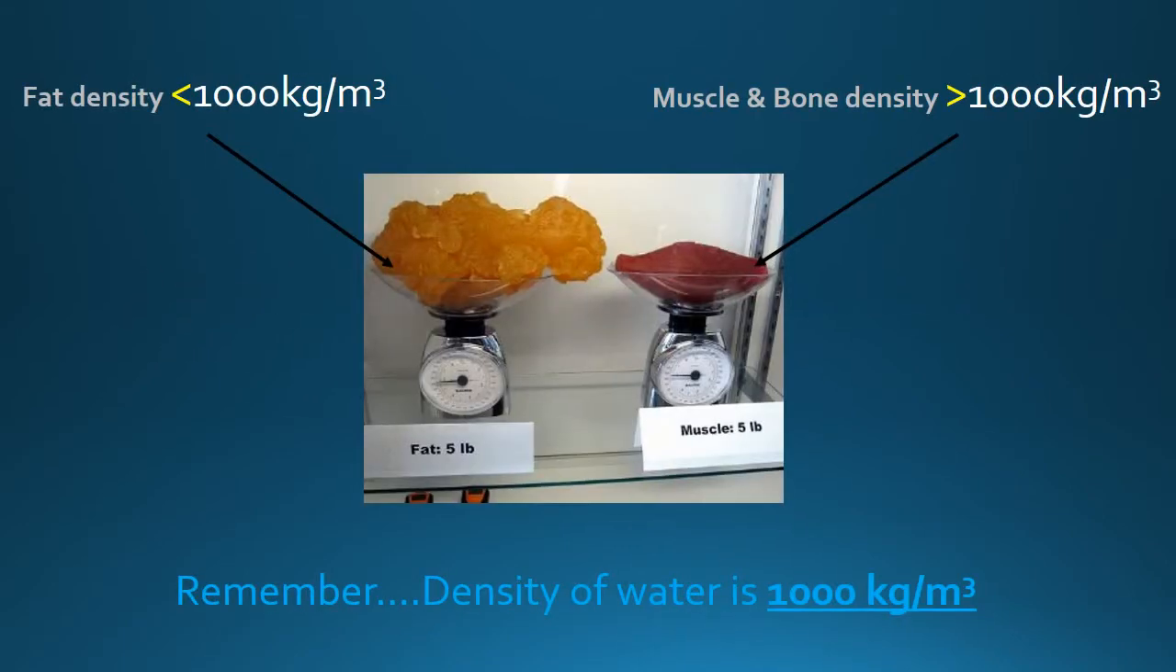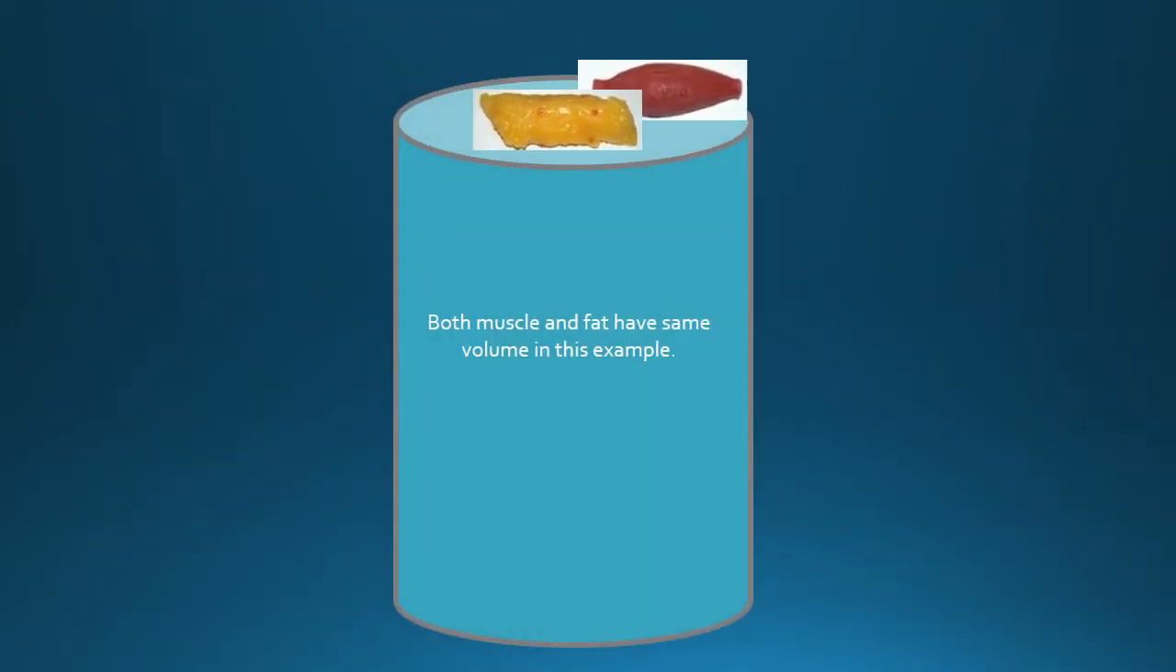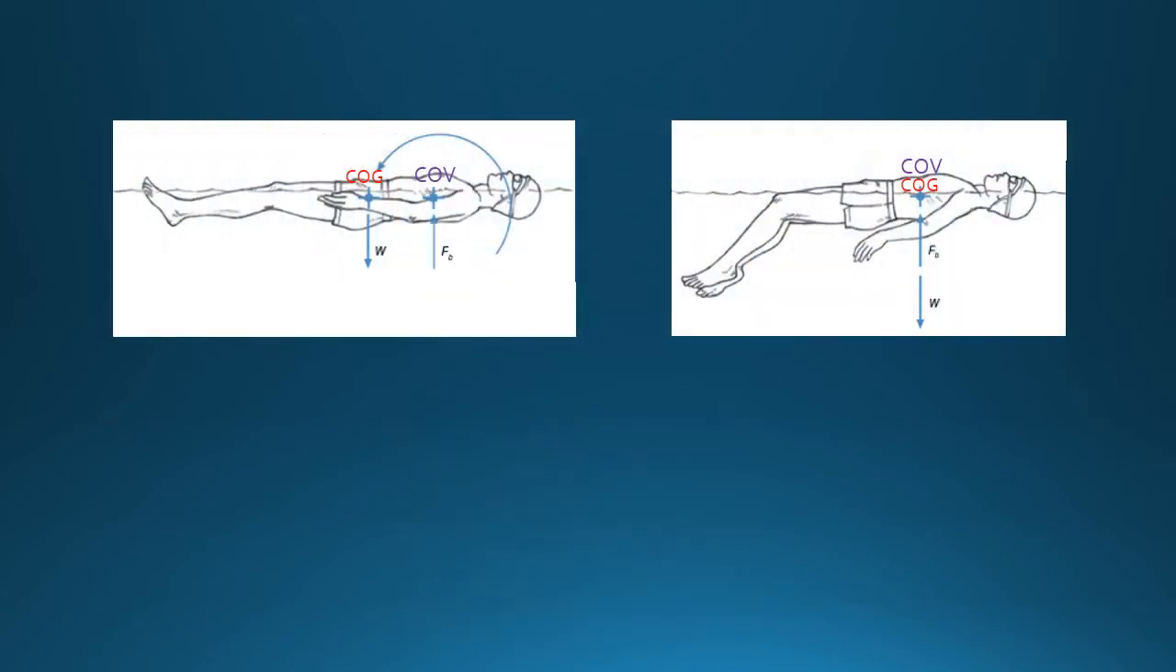Applications to the human body. Muscle and bone have densities greater than water, whereas fat has densities less than water. It makes sense then that people with higher body fat percentages can float more easily.